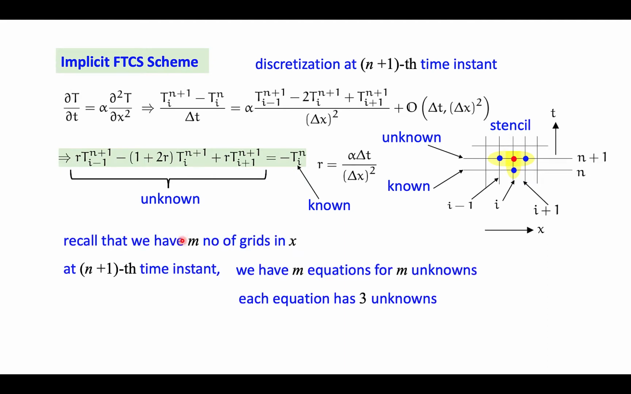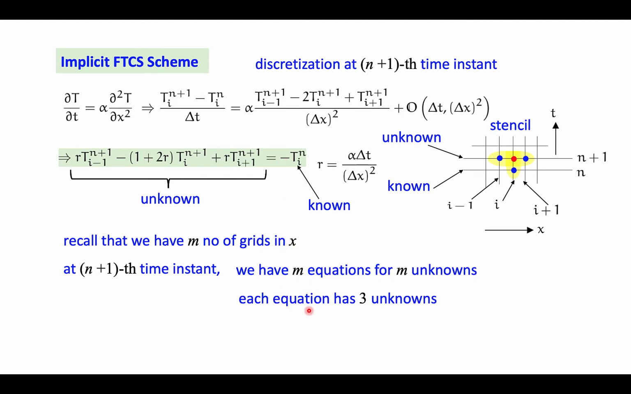We can see that every equation has three unknowns, and let us say we have m number of grid points in x. So at n plus 1th time instant, if we have these m grid points, we have m equations and m unknowns. For every point i, I write this equation, and every equation contains these three unknowns. So at the end we have this m equation, m unknown system.